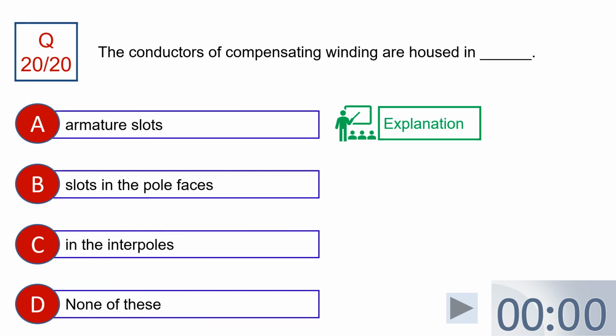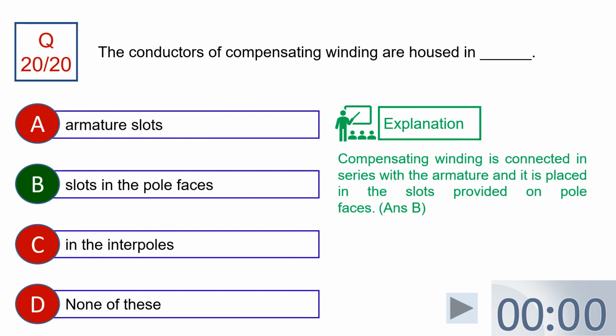Correct answer is option B. You know that compensating winding is used to improve the commutation. It is connected in series with armature, and this winding is placed in the slots provided on pole faces.